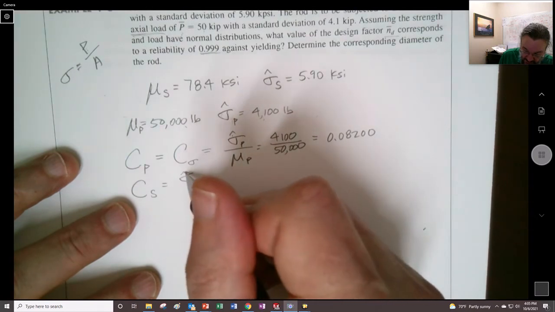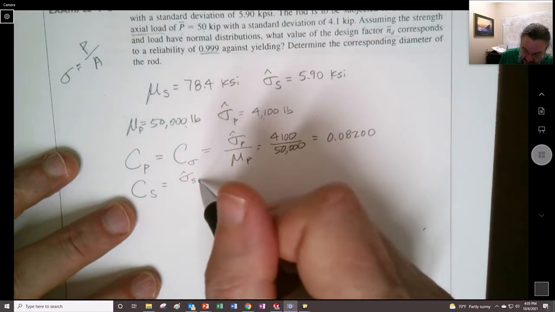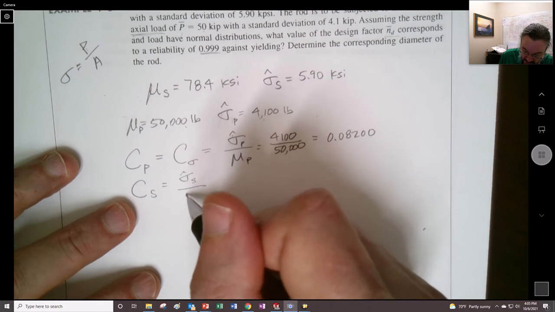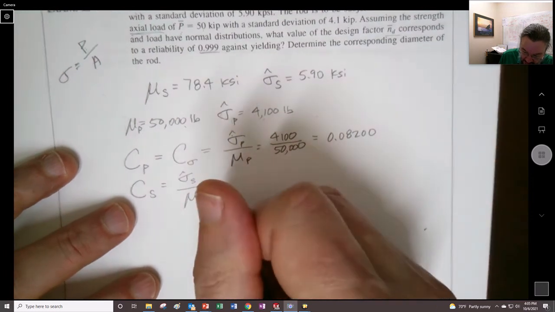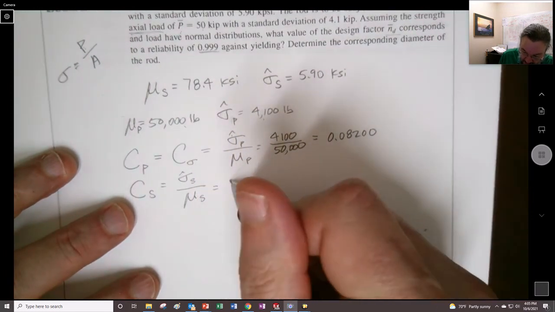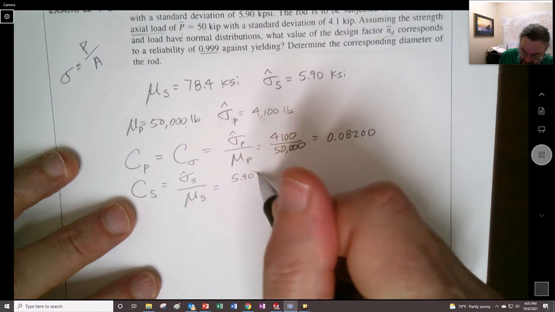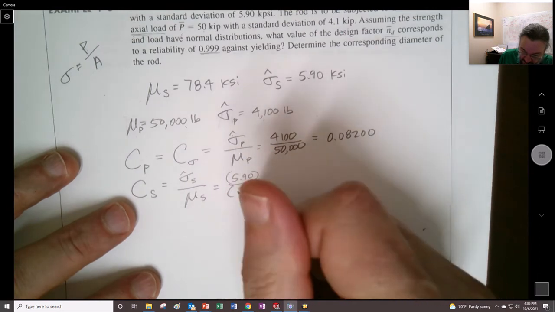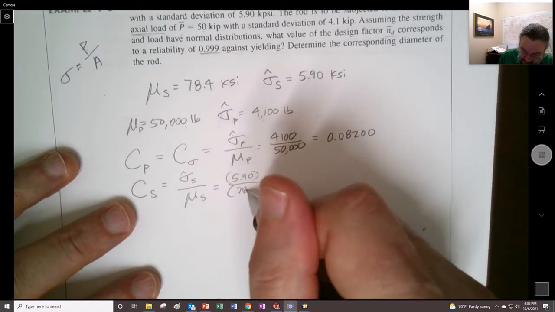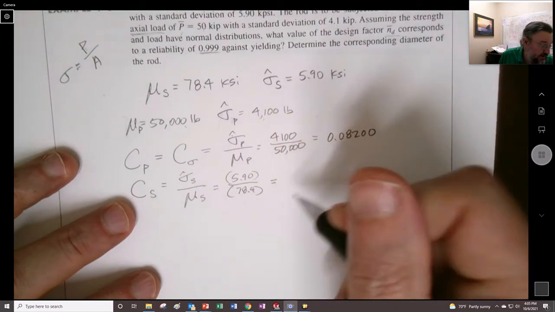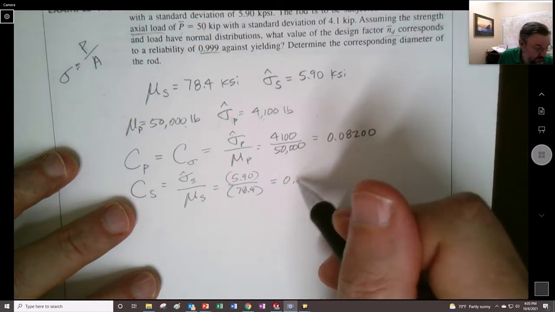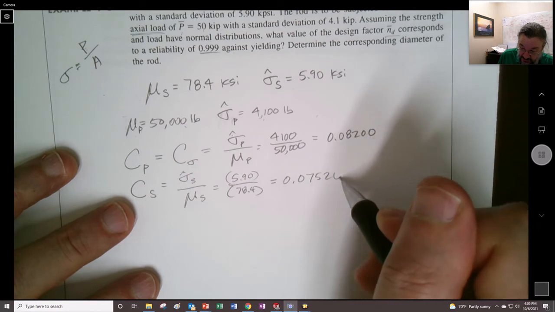And then we could do the same thing for the S right here, for the strength. So we take the standard deviation and divide it by the mean. So we have 5.90 and divide it by 78.4. And what we're left with is 0.07526.